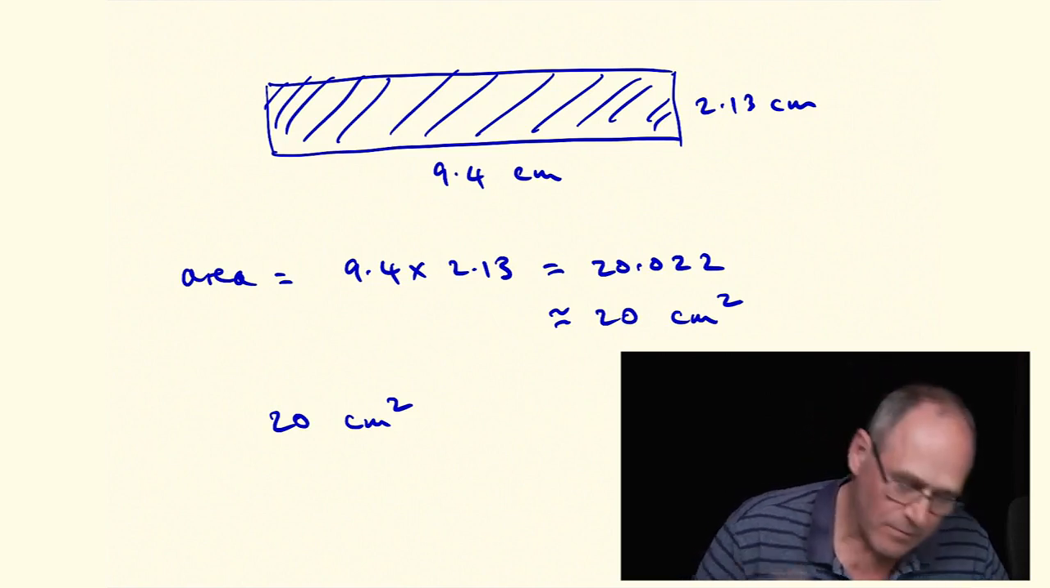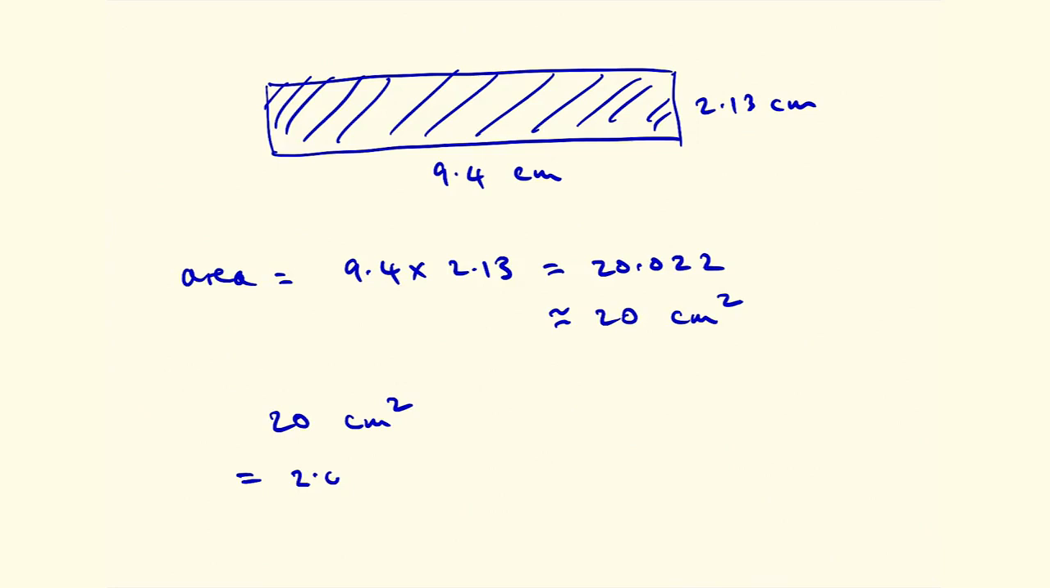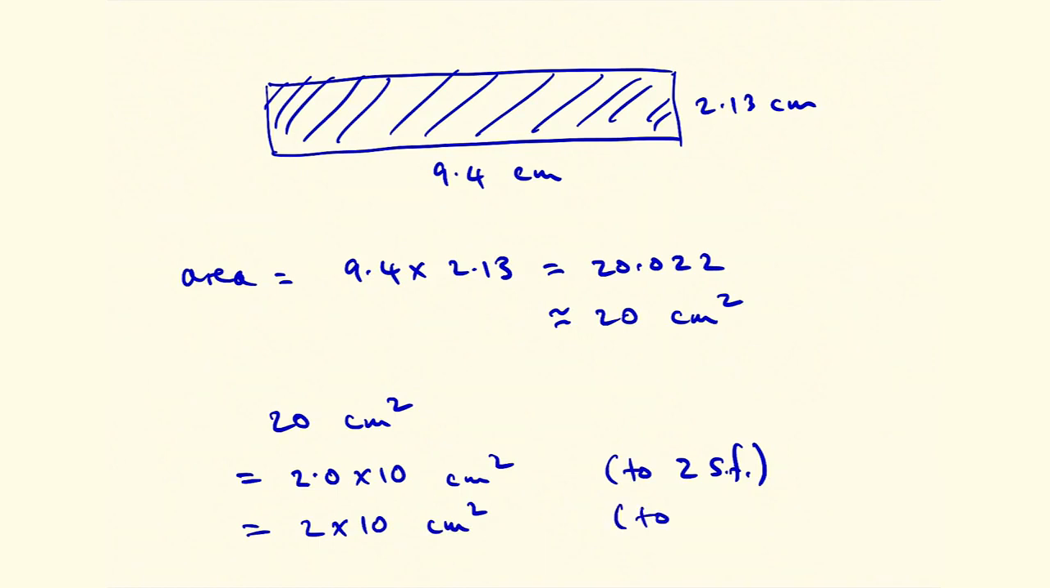Now it may look a little bit pedantic, but to be more precise, you could write this as 2.0 times 10 square centimetres. And the fact that you've written 2.0 means that this 0 in the expression is significant, so this is correct to 2 significant figures. Now if I wrote 2 times 10 square centimetres, because I've deliberately only written one digit, the 2, you know that the answer is correct to the nearest 10 square centimetres.